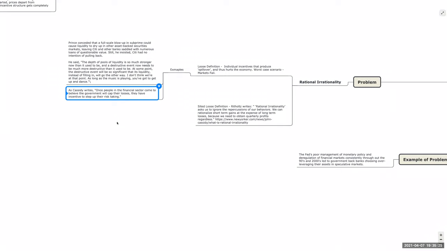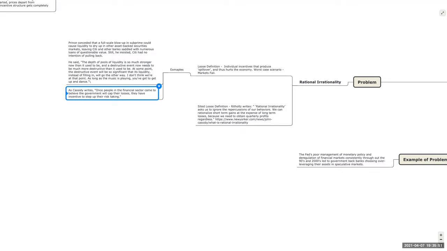Does anyone have any feedback or questions? Rational irrationality? Yeah, Prince, that was Citigroup, and I think he got fired or resigned after that. Yeah, four months after that quote.